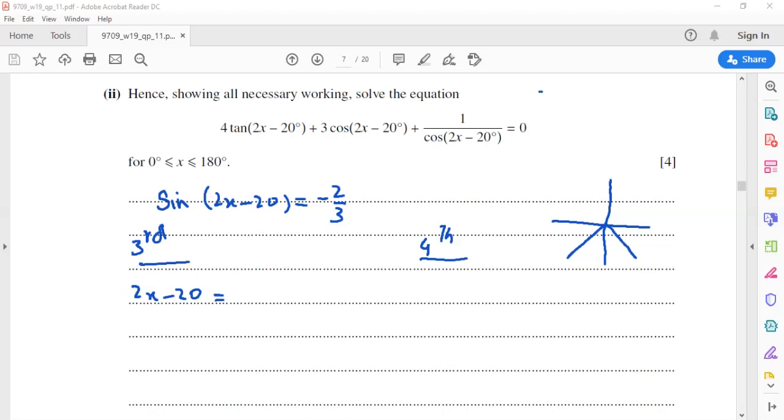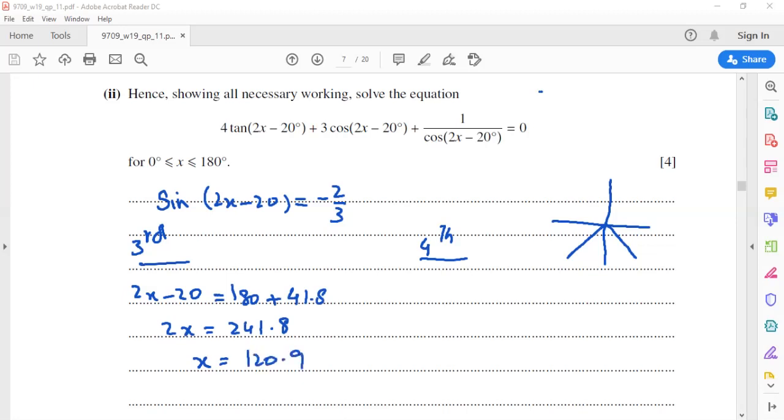The third quadrant, as we know, is 180 plus the value which the calculator showed us, which is 41.8. After the simplification, when we add both of these and then add 20, we reach 241.8. Dividing by 2, we get one of the values, which is 120.9.